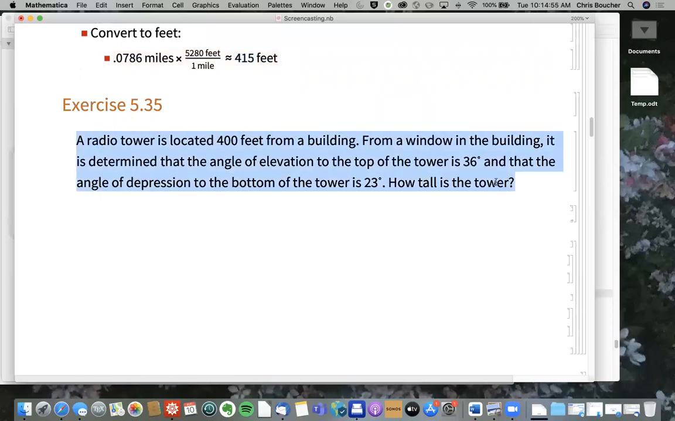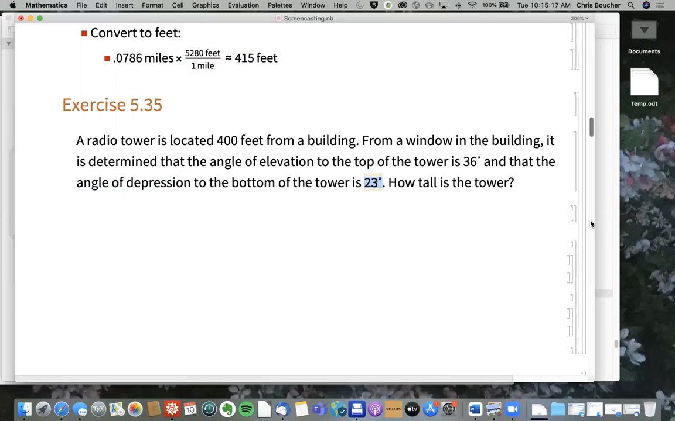I have a tower located 400 feet from the building, and I am now in the building somewhere looking out a window. And from my line of sight, I have an angle of elevation to the top of the tower of 36 degrees and what they call an angle of depression, the angle down to the bottom of the tower, of 23 degrees. How tall is the tower?